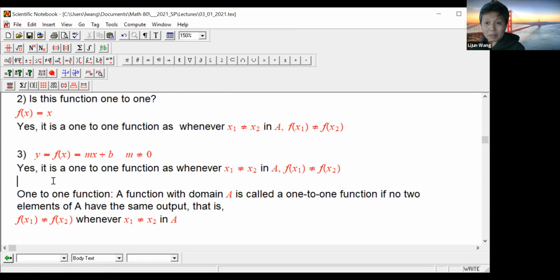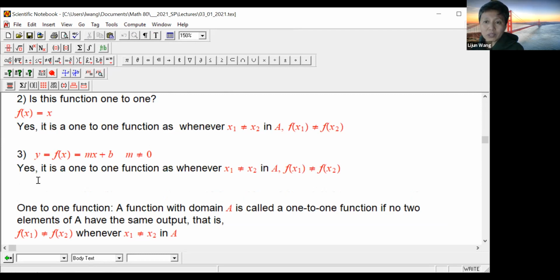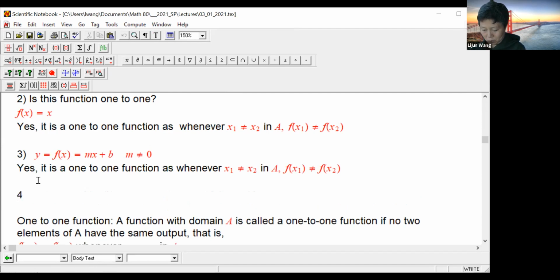And I want you to think about it. If you have any questions, come back to me. Okay. Number 4. What kind of function is this? It's a square root function.